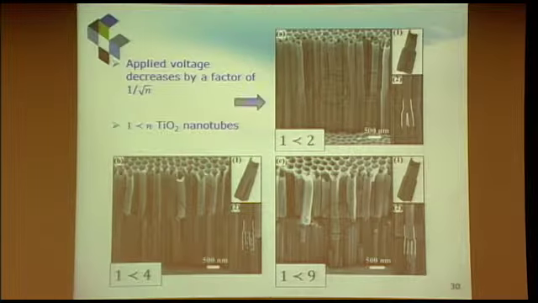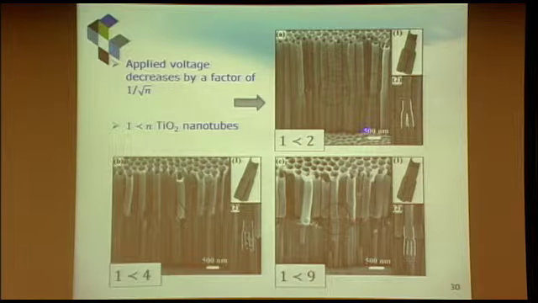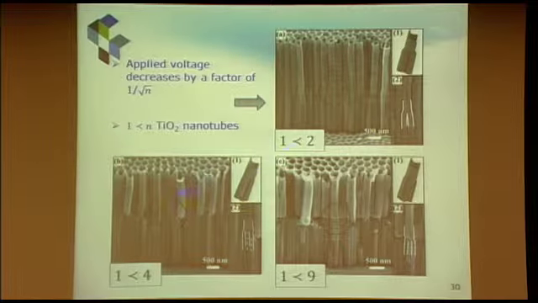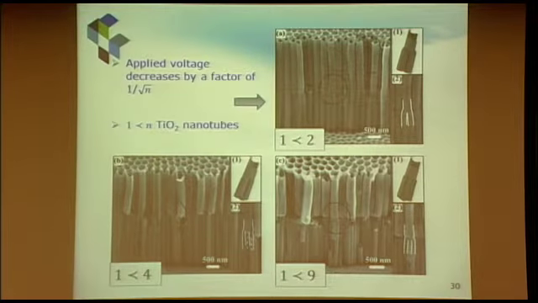And then from there, a whole new array of abilities. Like here, we can decrease the voltage by 1 over square root 2. We can split one pore into 2 pores. Change it by 1 over square root 4, which is 1 over 2. We can split it from 1 pore to 4 pores, 1 pore to 9 pores. So it's a simple change of applied voltage.